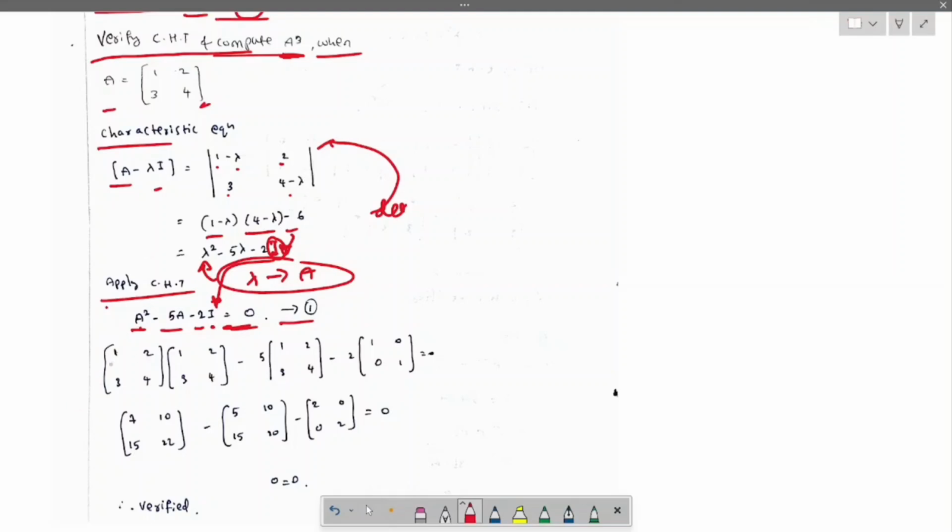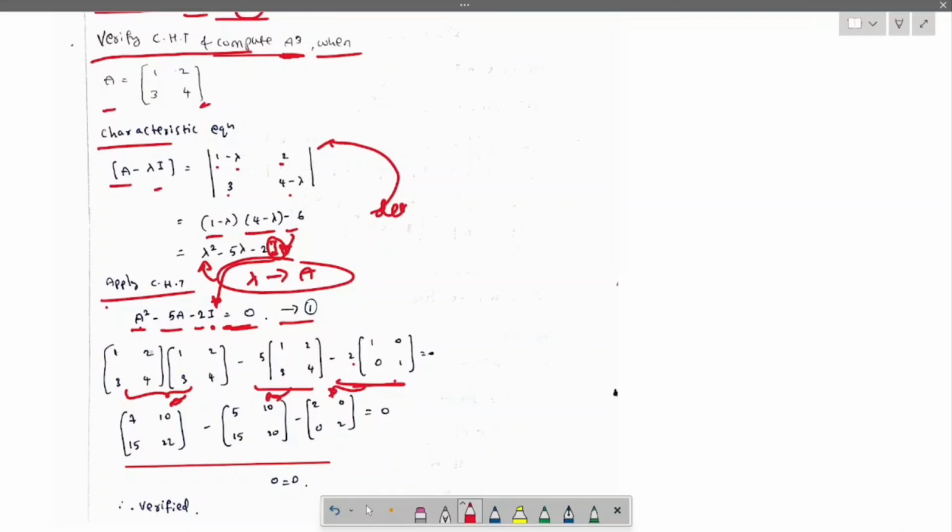A square means, what is the A given? 1 2 3 4, written two times, minus 5 times A, write this, minus 2 times I, where I is the identity matrix, with ones only on the diagonal. When you simplify this, you will get this thing. When you do this, you will get this one.